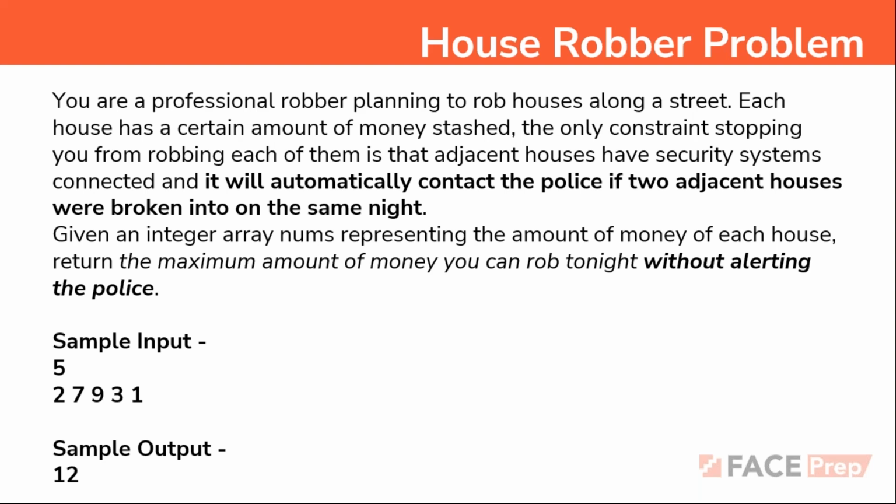Here the total number of houses is 5, and these are the values present in each house. Let me take it in rupees also. So 2 lakhs in the first house, 7 lakhs in the second, and so on. Now I'm supposed to go with non-adjacent houses. If I take 2 plus 9 plus 1, that is 12. That's the output. If I take the second case, 7 and 3, 7 plus 3 is 10.